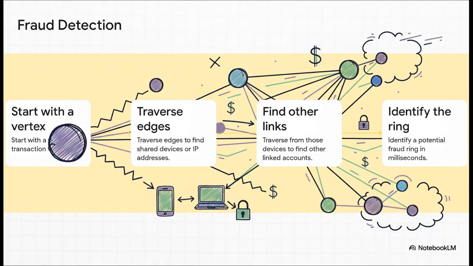Let's make this real. Imagine a fraud scenario. You start with just one suspicious transaction. In a graph, you can instantly jump from that transaction to the device that made it. Then, from that one device, you can fan out and find every other account that has ever used it. In just a few hops, which takes milliseconds, you've potentially uncovered an entire fraud ring, something that would be nearly impossible to find with traditional database joins.